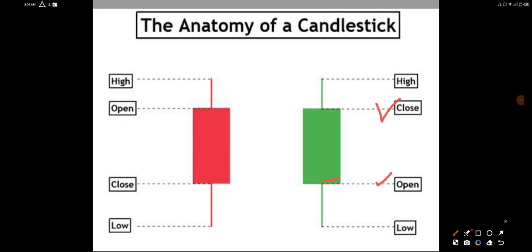Because this market opened here, went all the way down here, came back all the way up here, and decided to close here. Do you understand? Don't worry, when we are looking at the chart, you would understand it perfectly, right?